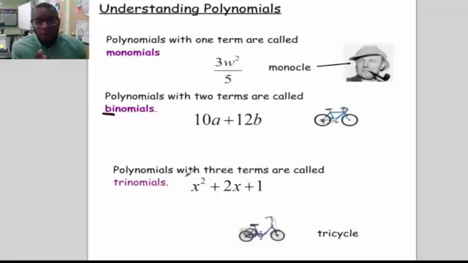The last thing that I want to go over is a trinomial. The prefix tri means three. Think of a tricycle, a bike with 3 wheels. It's a polynomial that has 3 terms, or is made up of 3 monomials.